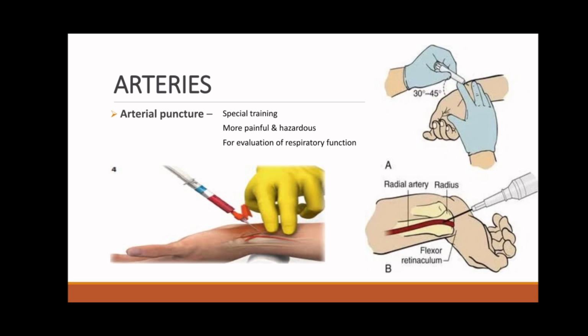The most common site for arterial puncture is the one found on your radial artery below your thumb near the wrist. So that is the most common site for ABG.